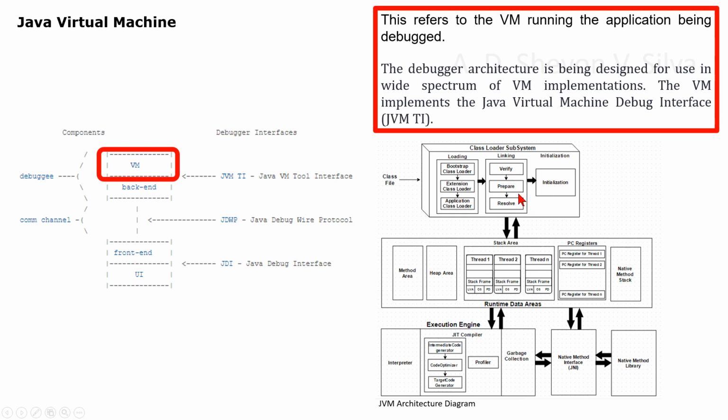Verify, prepare, and resolve are inside linking. Verify is connected to prepare. Prepare is connected to resolve. Linking is connected to initialization. The class loader subsystem interacts with runtime data areas. Method area, heap area, stack area, PC registers, and native method stacks are inside runtime data areas.